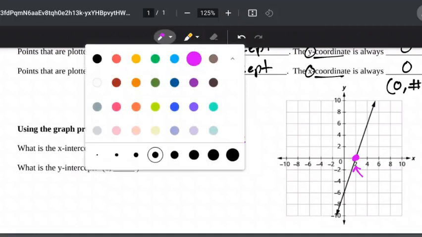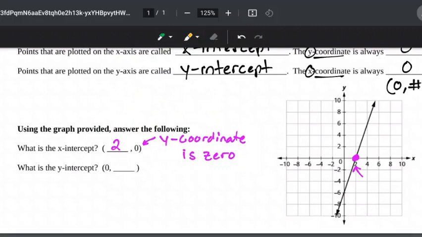Our next one, what is the y-intercept? So try to identify the y-intercept. Here is where the line crosses the y-axis. So take a second to do that and then click play when you're ready. Okay, welcome back. So we are going down 6, so that's negative 6. And again, because it's a y-intercept, the x-coordinate is always 0.